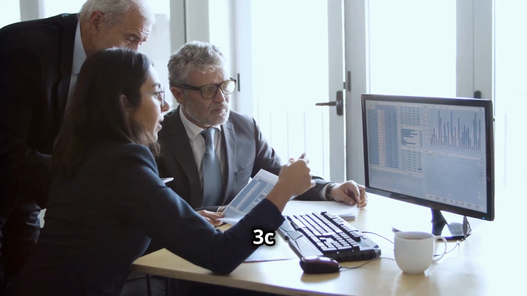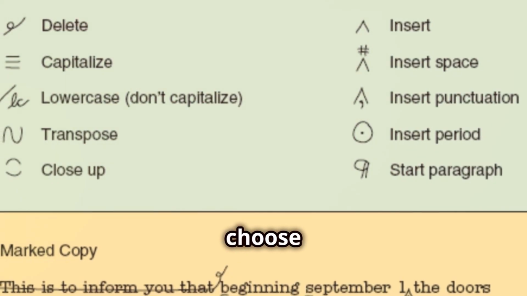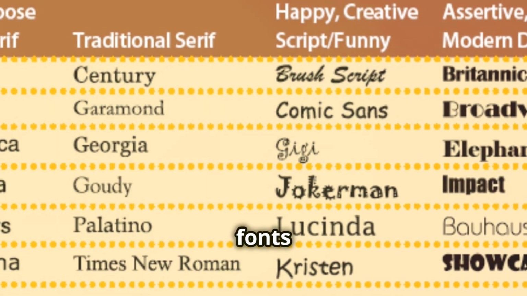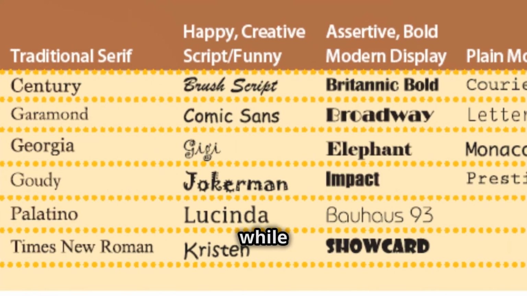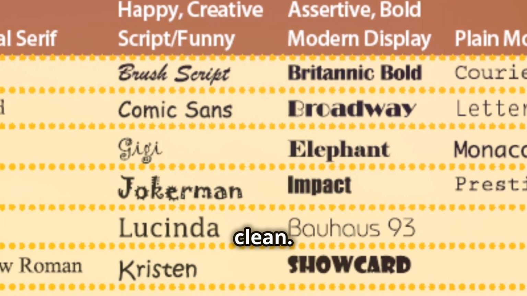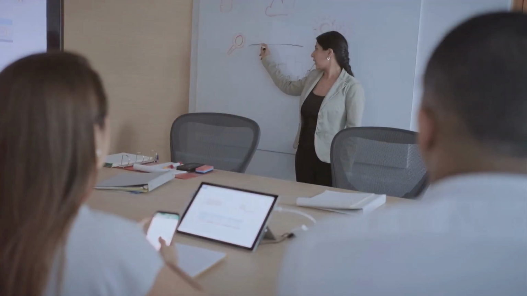In 4.3c, we explore the significance of typefaces. The font you choose impacts how your message is perceived. Serif fonts like Times New Roman are often used for formal documents, while sans serif fonts like Arial are more modern and clean. The figure shows various fonts and their appropriate uses in different contexts.